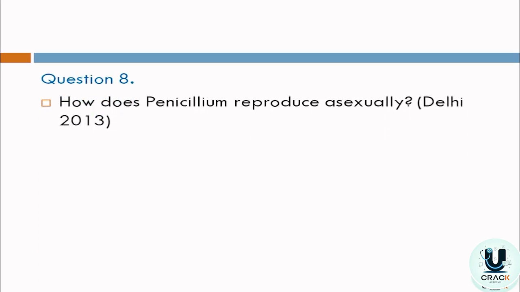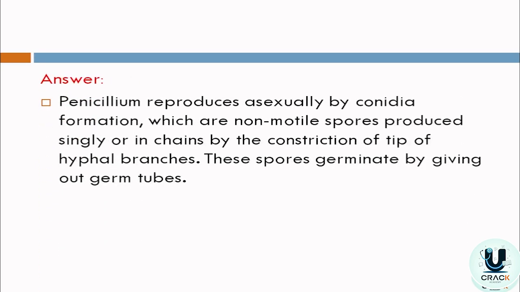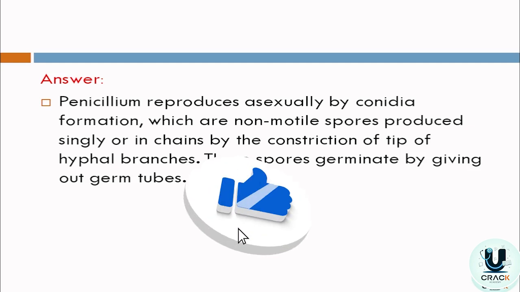Question number 8. How does penicillium reproduce asexually? Answer, penicillium reproduces asexually by conidia formation, which are non-motile spores produced singly or in chains by the constrictions at the tips of conidiophore branches. These spores germinate by giving out a germ tube.